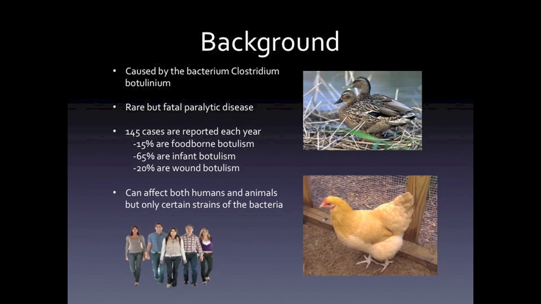It's a rare but fatal paralytic disease with 145 cases that are reported each year. 15% are foodborne botulism, 65% are infant botulism, and 20% are wound botulism. They can affect both humans and animals, but only certain strains of the bacteria.